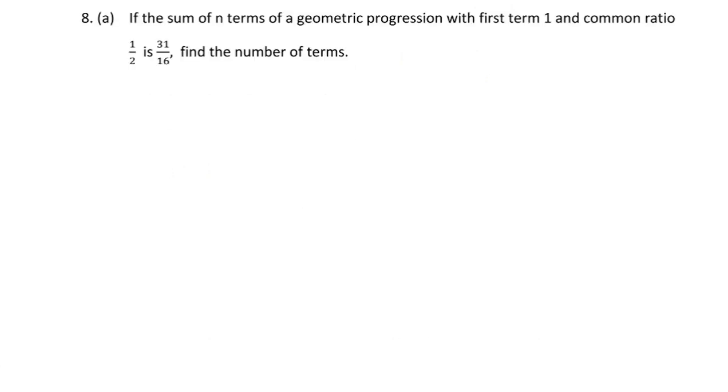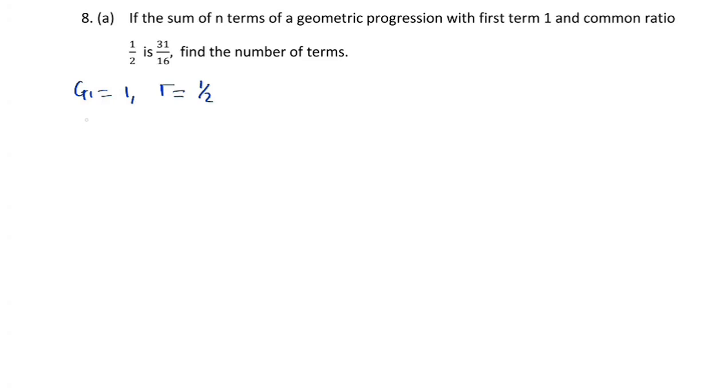Okay, so question number 8, part A. If the sum of n terms of a geometric progression with the first term 1 and common ratio 1/2 is 31/16, find the number of terms. Okay, so this is the geometric progression problem. We have been given first term G1 equals 1, the common ratio R equals 1/2. We are supposed to find the number of terms n.